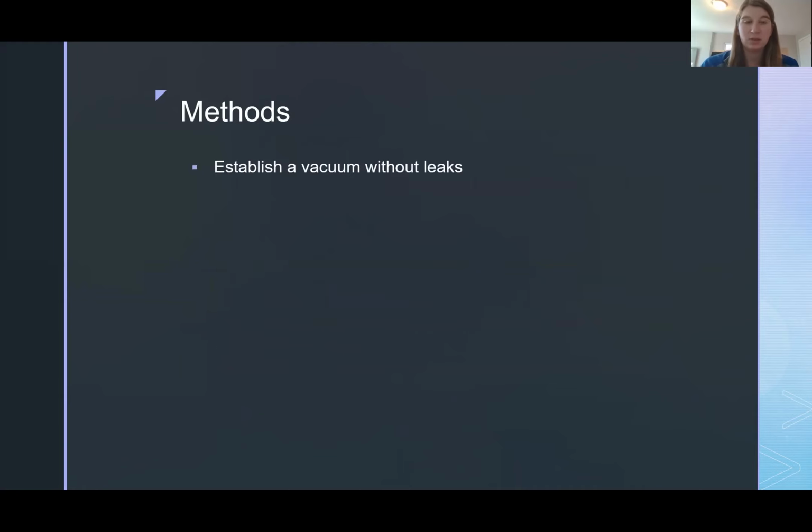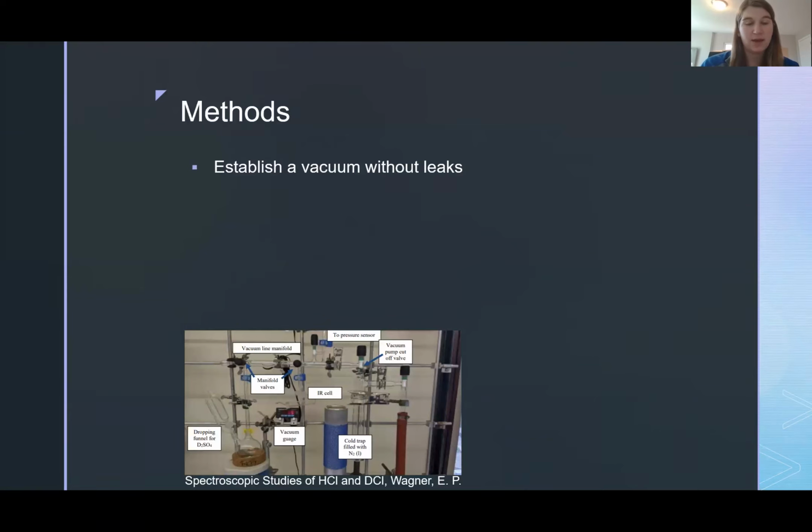The methods used to conduct this experiment that I want to highlight are to establish a vacuum without leaks. This vacuum line setup was used to establish a vacuum with liquid nitrogen aiding in that process. The vacuum pump was turned on, and the IR cell, seen here, and the reaction flask, seen here, were attached to this line and checked separately for leaks by closing and opening these manifold valves. Once the leaks were resolved, the sample was ready to be synthesized.